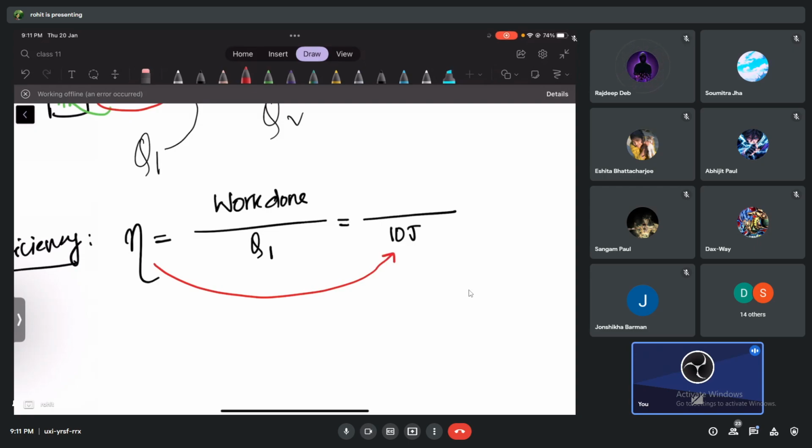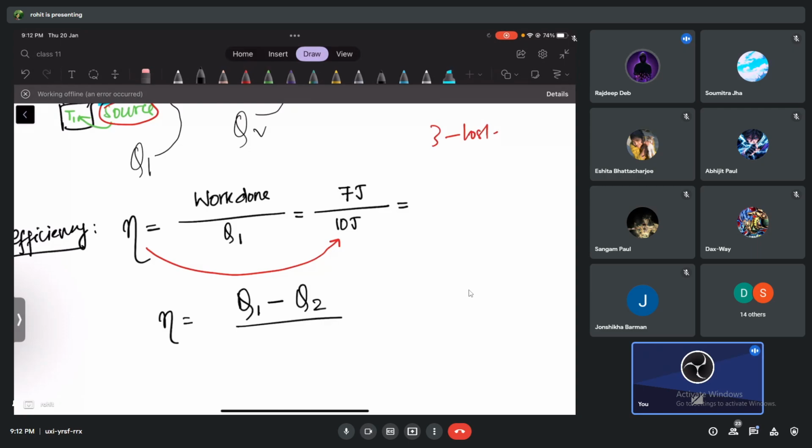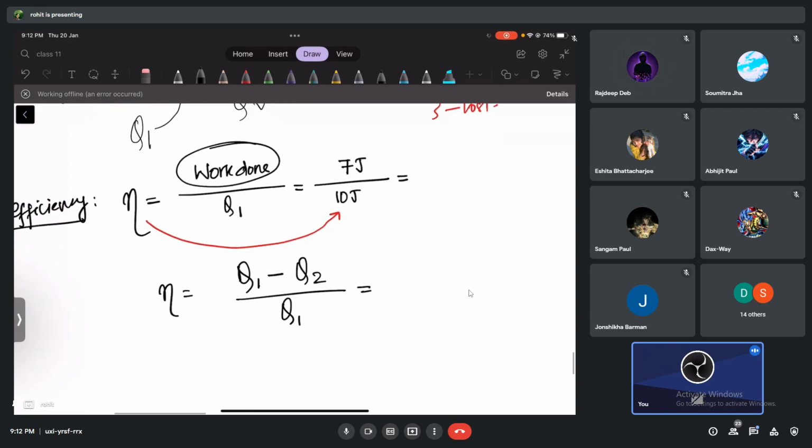How much heat energy was gained from the source, guys? 10 joules. And how much work was done by the gas or the working substance? It is like 7 out of 10, and 3 of course is lost. So your formula is efficiency equals (Q1 minus Q2) divided by Q1, because your work done is nothing but heat gained minus heat lost, divided by how much heat is gained.